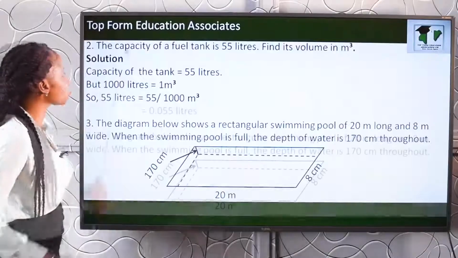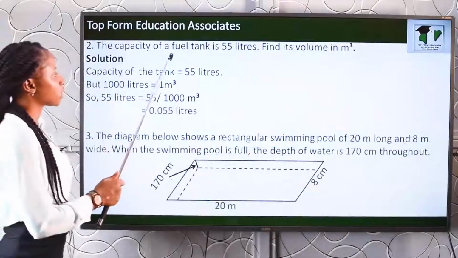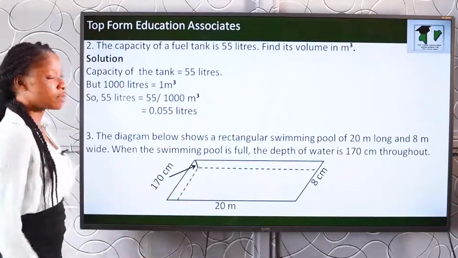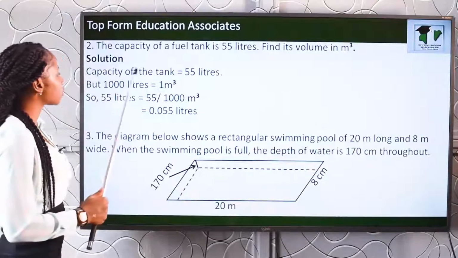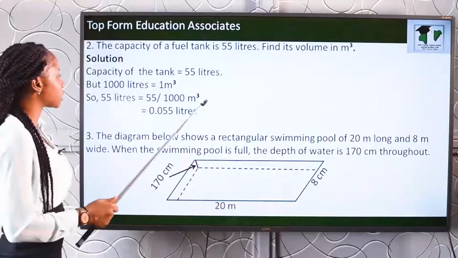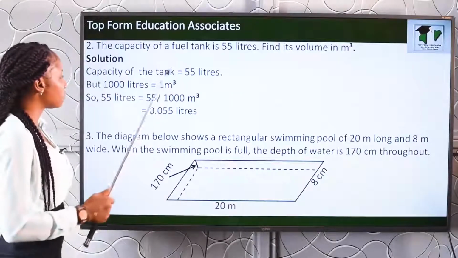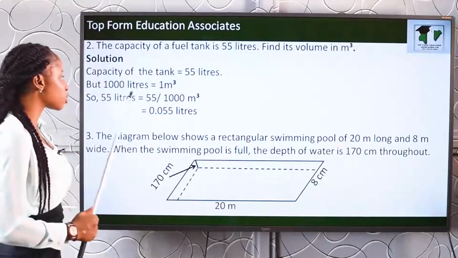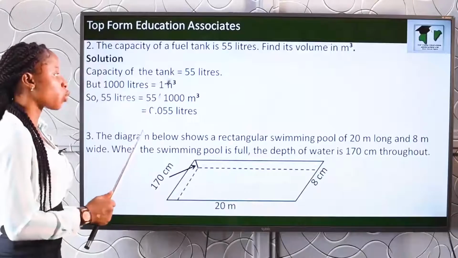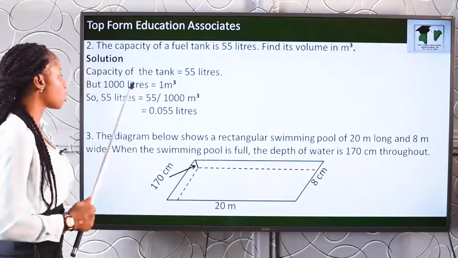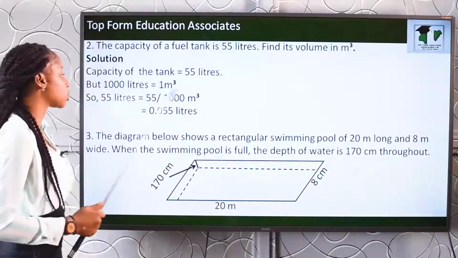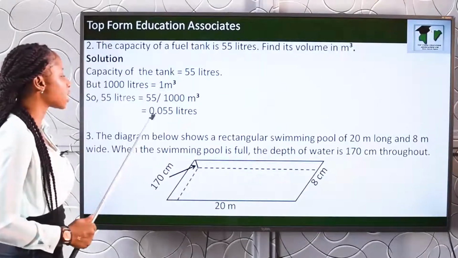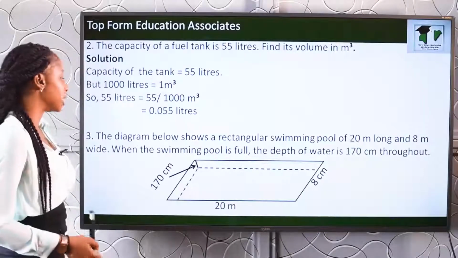Now, number two, the capacity of a fuel tank is 55 liters. Find its volume in meter cube. The capacity of the tank is given as 55 liters. Now, to find it in meter cubes, we are going to divide by 1,000 because 1,000 liters makes 1 meter cubed. 1,000 liters is equal to 1 meter cubed. So we just divide by 1,000. Now, when we do that, we have our answer as 0.055 meter cubed.